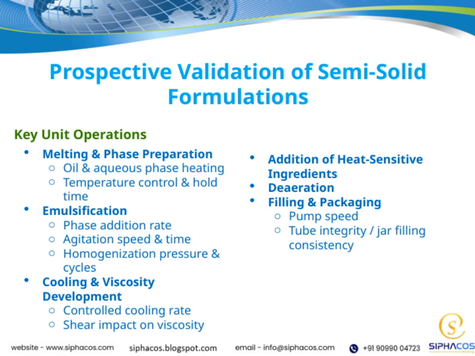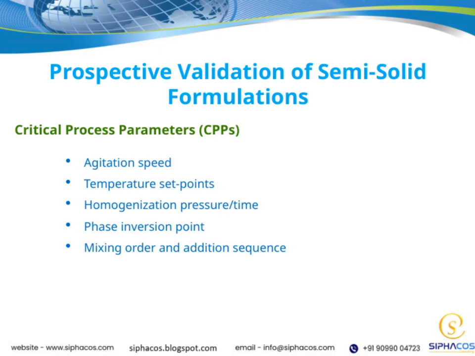Let's delve into some critical process parameters that influence our formulation quality. First, agitation speed is vital because it affects mixing efficiency and uniformity. Adjusting the temperature set points ensures the right environment for reactions or phase changes, impacting stability and consistency. Homogenization pressure and time are also key. They determine how well the components are blended, especially in semi-solid formulations.